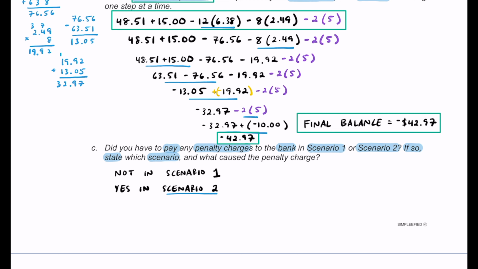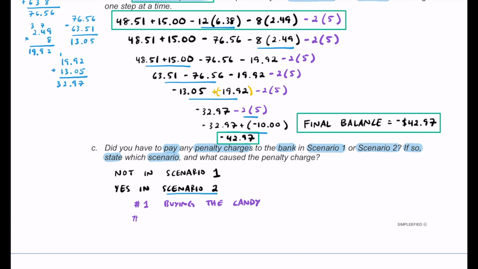Clearly, we went into the negatives over there. It says what caused the penalty charge. So for the first one, so there were really 2 charges, right? So the first one, the first charge we incurred, that was when we bought the candy, right? We can go ahead and say buying the candy. The candy cost more than what we actually had, so that's what caused us to pay a penalty.